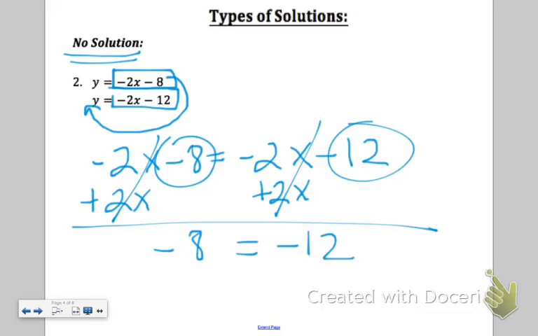Since this is a false mathematical statement, and negative 8 and negative 12 are not the same number, we put this line going down the equal sign to show that we have a false statement. Anytime you get a false statement, there is no solution to the system of equations. So this is an example with no solution when you have parallel lines.